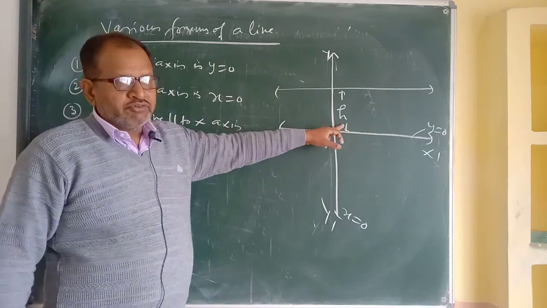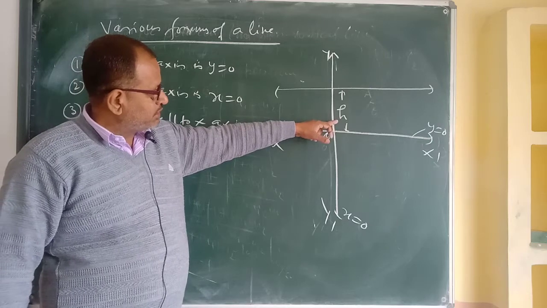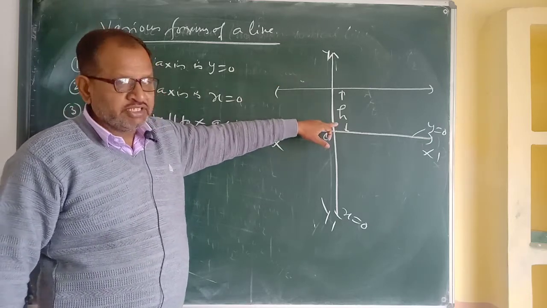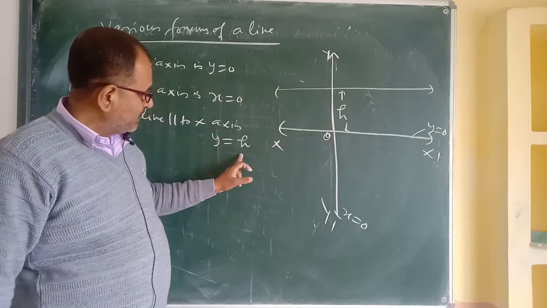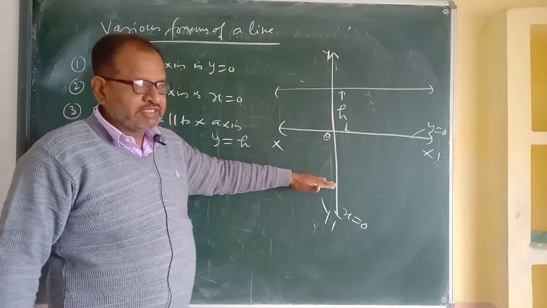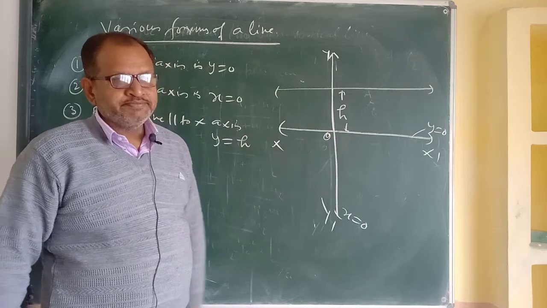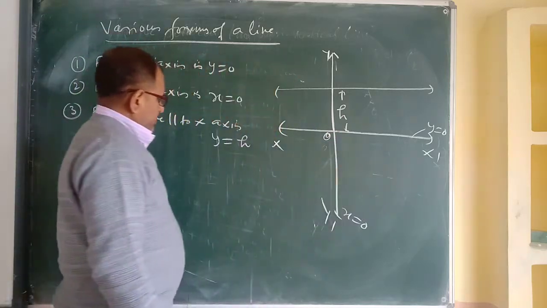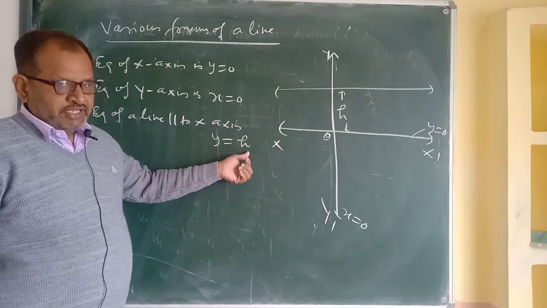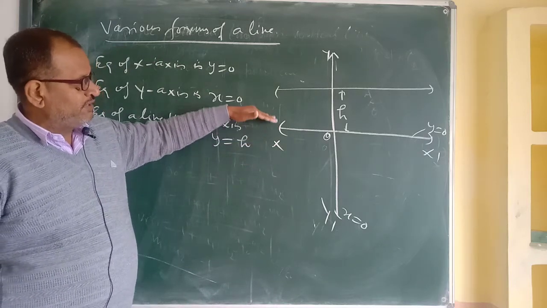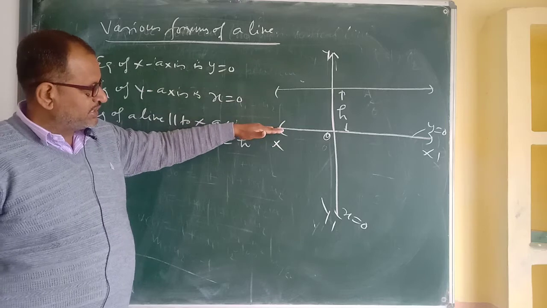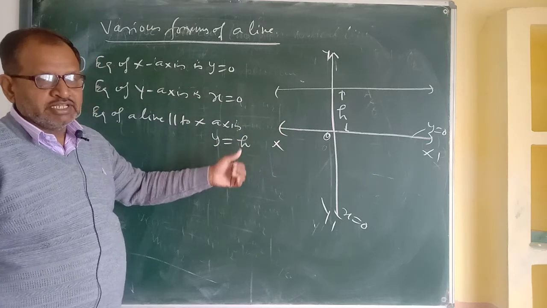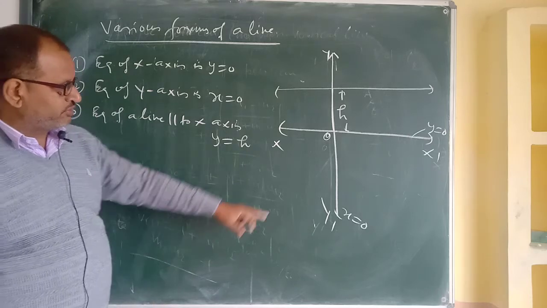h may be positive or negative. If h is positive, line will be above the x-axis at a distance of h unit. If h is negative, line will lie below the x-axis at a distance of h unit. Means like this. So it depends upon the sign of h. If h is positive, line will be above the x-axis. If h is negative, line will be below the x-axis at the distance of h unit from the x-axis or origin.